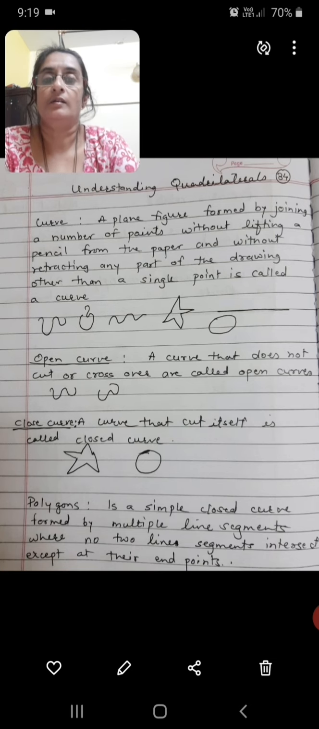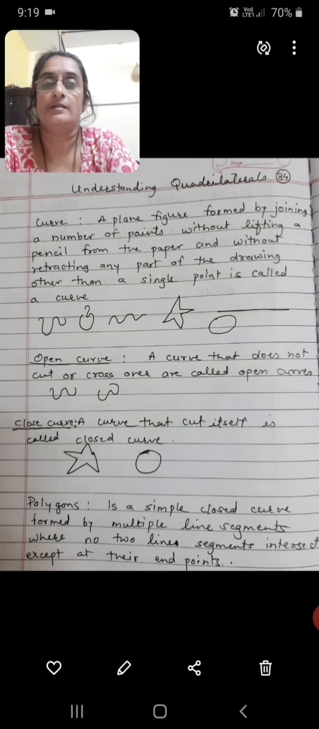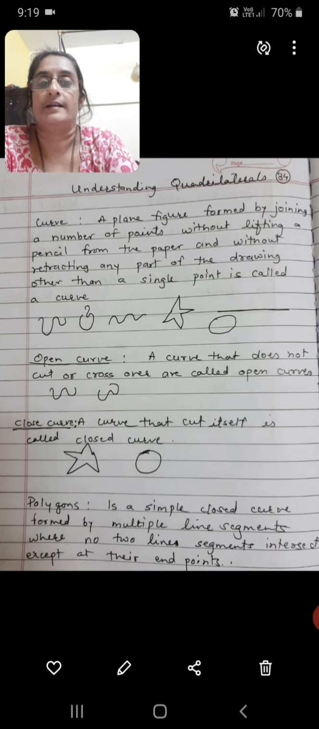Now what is a curve? A curve is a plane figure formed by joining a number of points without lifting the pencil from the paper and without retracing any part of the drawing other than a single point. When you don't lift the pencil while drawing any figure and the line is not crossed or retraced, that figure is called a curve.